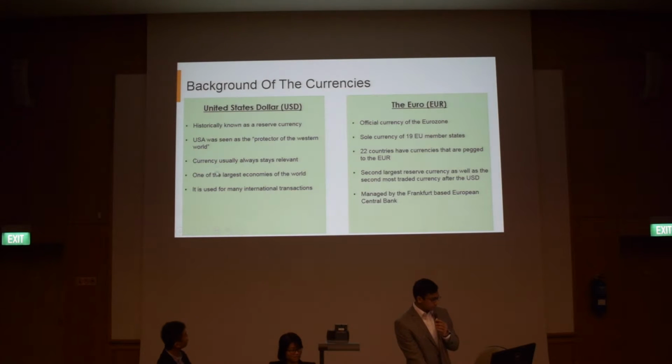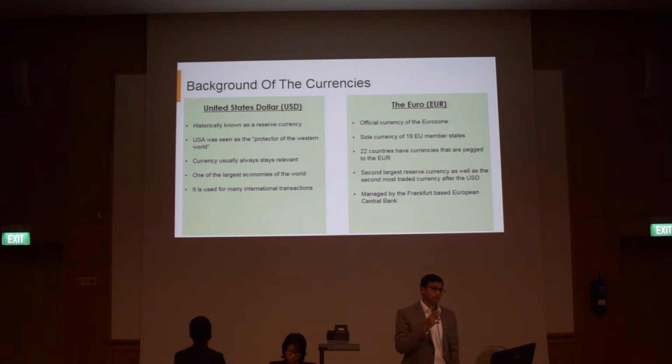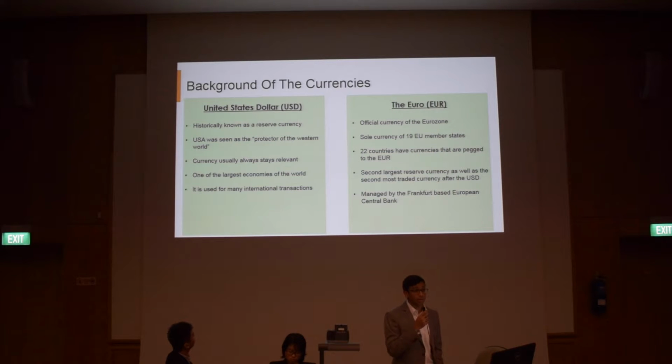Okay, so just a little background. The US dollar has always been known as a reserve currency. A fun fact is that the reason it became a reserve currency is because it was seen as the protector of the Western world, when they intervened in all those wars and everything. So everybody thought the USA is strong and powerful, so I should keep my currency in that. That's how it became a reserve currency. Before the US, the British pound was the reserve currency. And the USD generally stays very relevant because it's a very big market. So if you're doing an international transaction with someone from another country, you don't mind dealing in US dollars because it's a common base, basically.